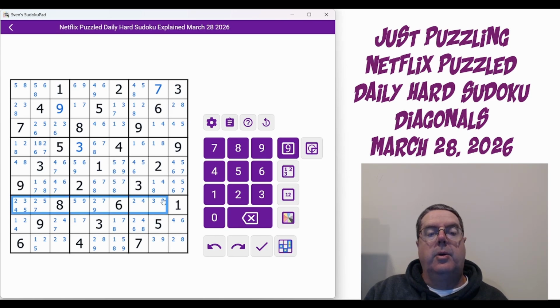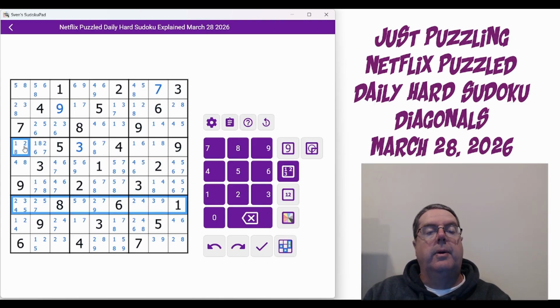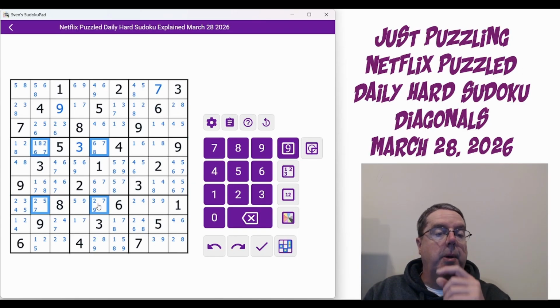What's interesting in these two rows is where the 7's are. The 7's are here, here, here, and here. So that means this is an X-wing, because 7 can't be anywhere in those ones, and 7 can't be in these. So if this is a 7, that has to be a 7. This is a 7, that has to be a 7, which means any 7 in this column can come out.